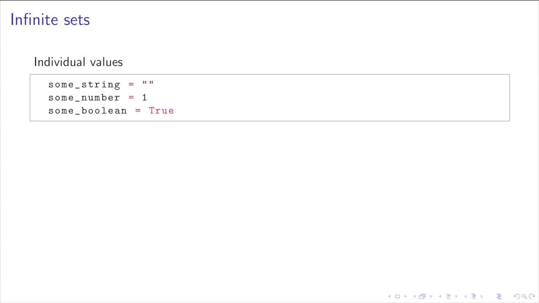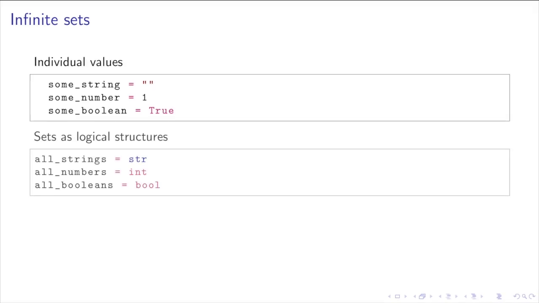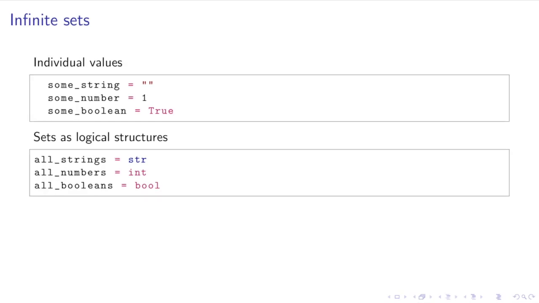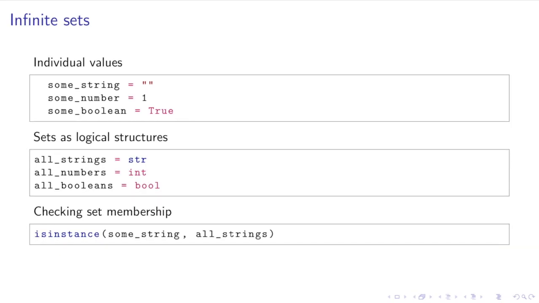Now, the situation is completely different for infinite sets. Python already provides a couple of built-in infinite structures. You may know them as, for example, the string type, or integer type, or boolean type, and so on. In order to check whether an individual value belongs to any of those sets, you may use the following built-in function. What's most important here is that we cannot add or remove elements. In fact, immutability is the most fundamental feature of all infinite structures. In order for something to be mutable, it must be finite.